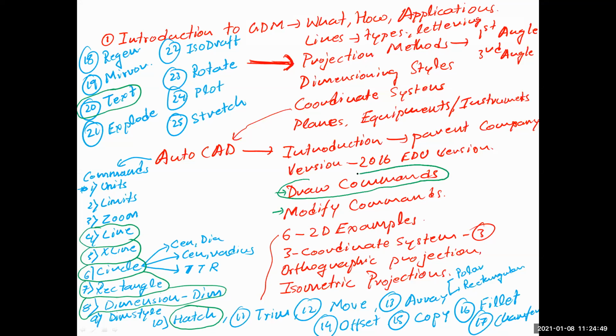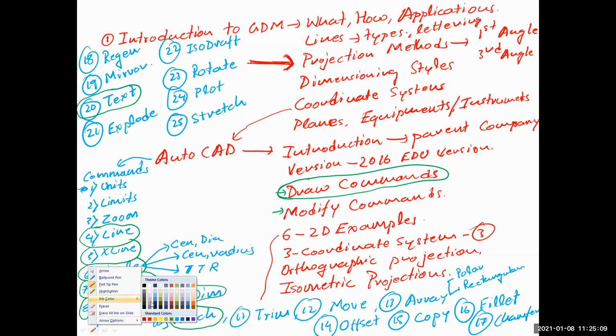This is another objective question that can be asked during your viva: list any 5 draw commands. The commands are on your screen, just what you have told me, I have written. Now come to your modify commands.